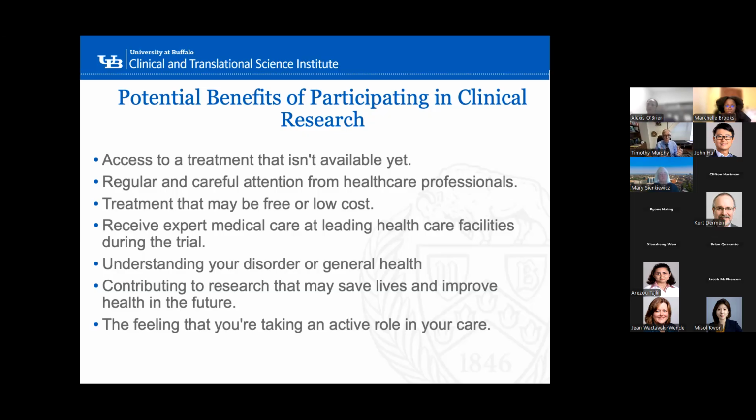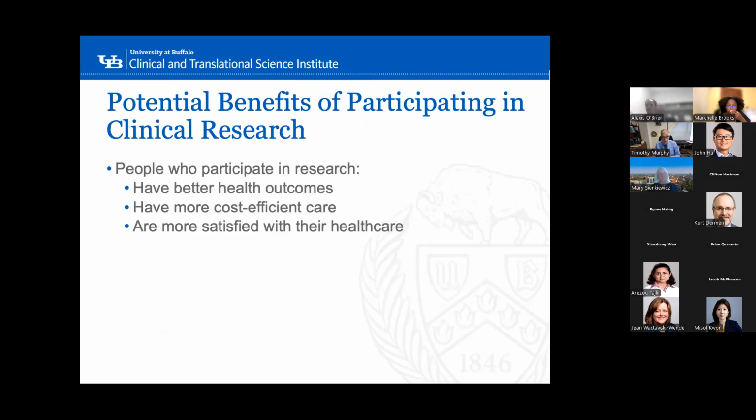Most of the time, the people who are the experts in an illness, say atrial fibrillation, are the ones doing the clinical trials in atrial fibrillation. So you're getting expert medical care from the leaders doing the clinical trials. You can understand your disorder and your general health better. You contribute to research that may save lives and improve health in the future, and you're taking a more active role in your research. So these are the advantages of people participating in clinical trials.